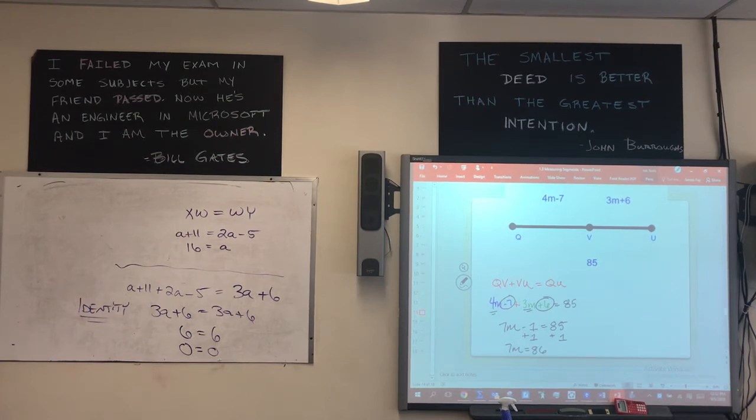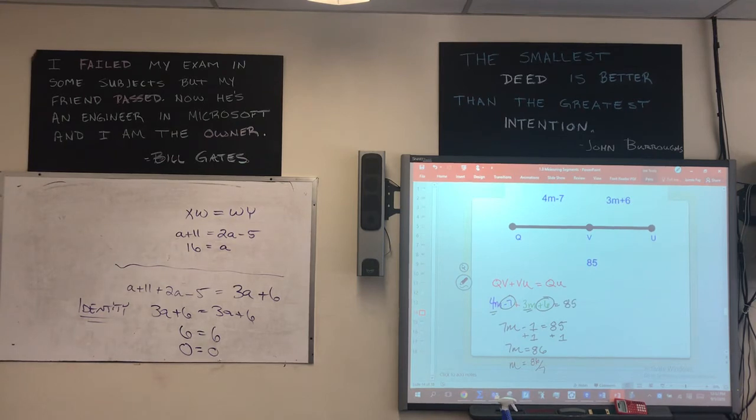Now if I look at that, I'm thinking, how many times does 7 go into 86? I know 7 goes into 8 one time, and that would leave me with 16 left over. Does 7 divide 16 evenly? No, so that's not going to work out real nice. So what I want you guys to start getting used to in this class is that we're just going to leave m as 86 over 7.